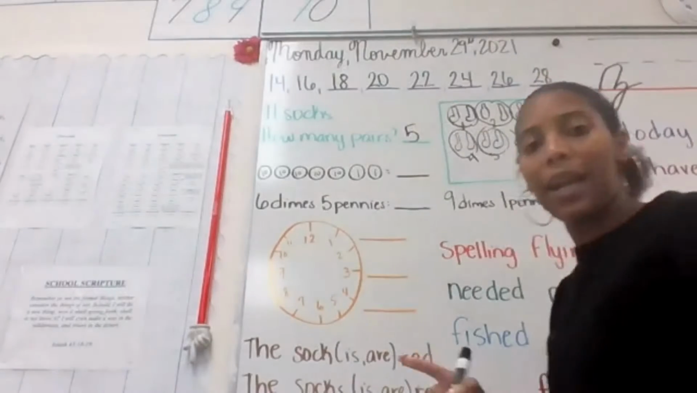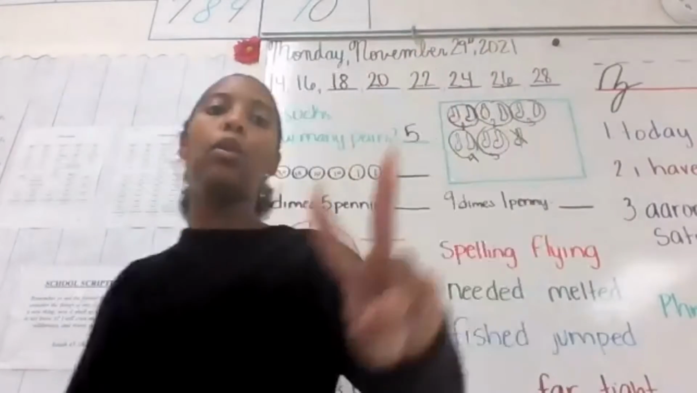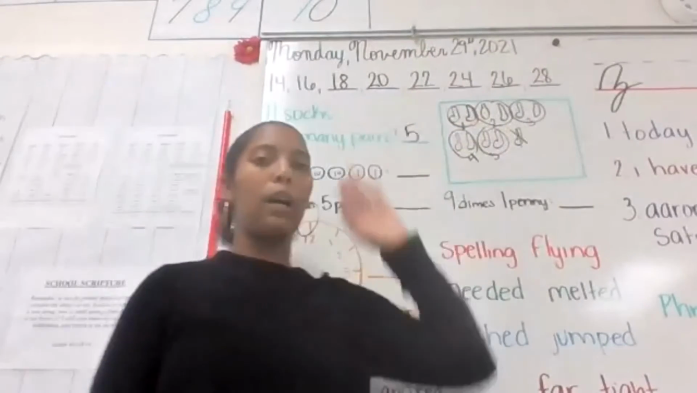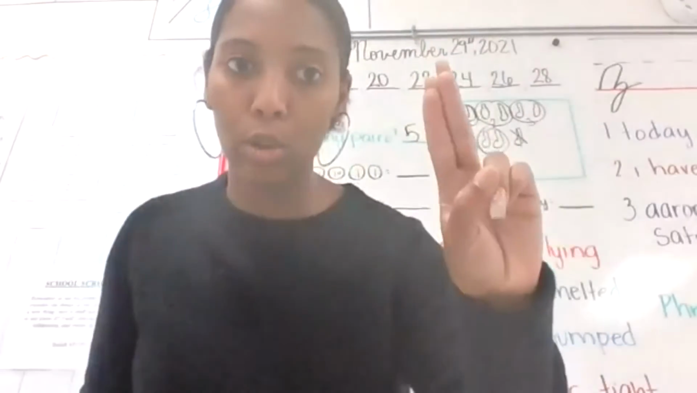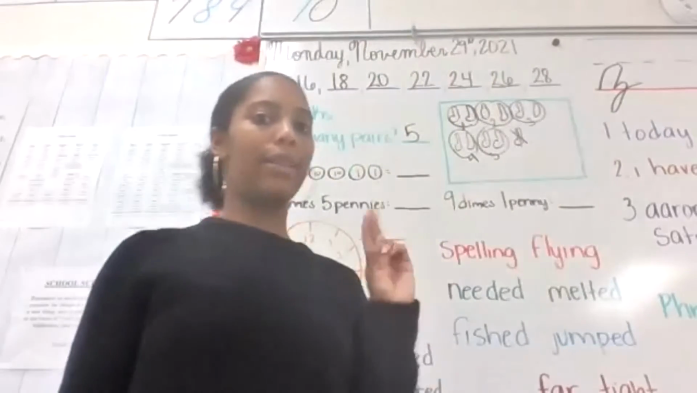So remember, a pair means a total of 2. So this is how we identify pairs. Pairs come in twos. They come together in sets. 2 together, okay? That's a pair.